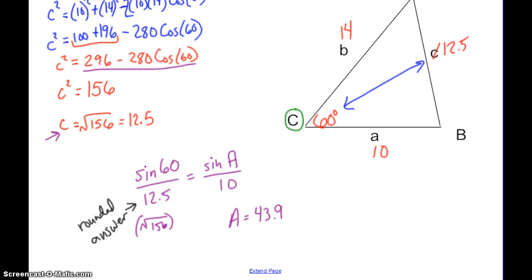And then we can keep making our life a little bit easier. 180 minus 60 minus 43.9 is going to give me my angle B, 76.1. And so that gives me angle B.